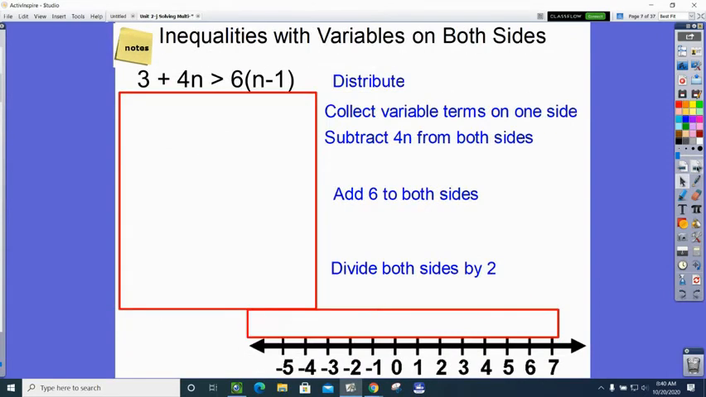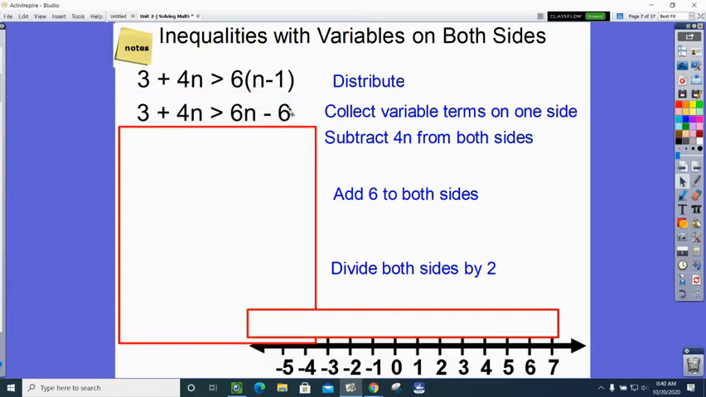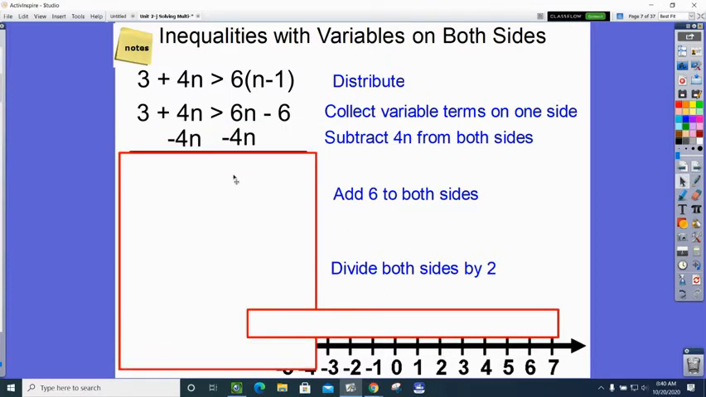Okay, so let's get a little bit more interesting here. The first thing I notice is that I have a distributive property, so I'm going to distribute. Again, not distributing to the second piece, don't put a 1 here. 6 times n minus 6 times 1. Now I have a variable on both sides, so I decided to subtract 4n from both sides, making a 0 pair here. Again, I'm showing every step.